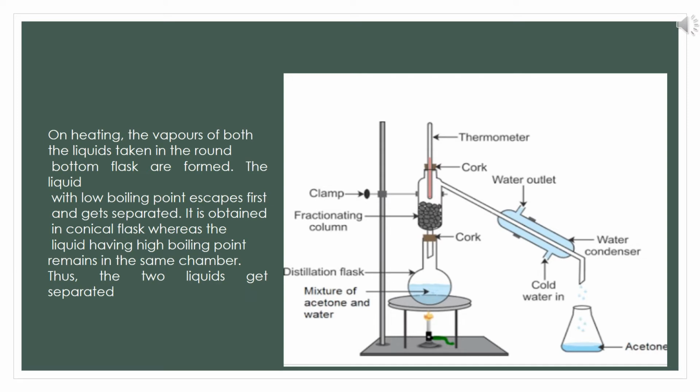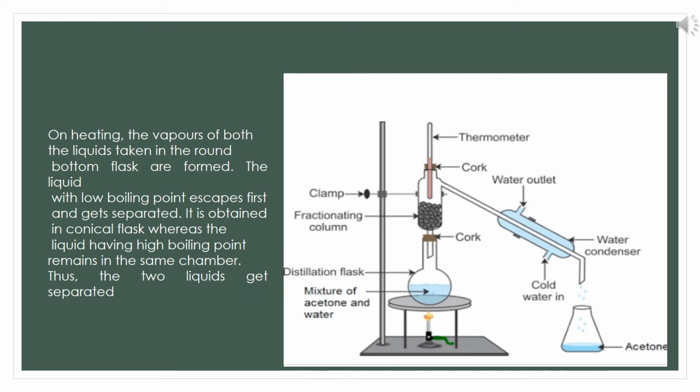So, the process of fractional distillation also follows the same method, where first the liquid with lower boiling point gets vaporized first and goes up to the fractionating column. From the fractionating column, that vapor of the liquid with low boiling point enters the Liebig's condenser.